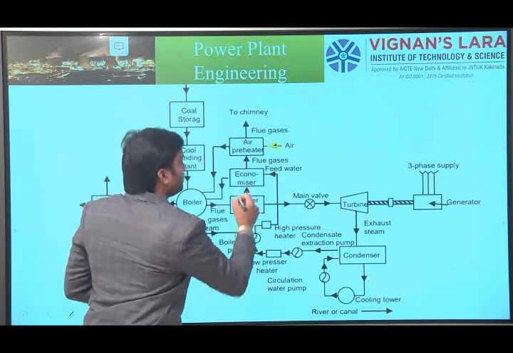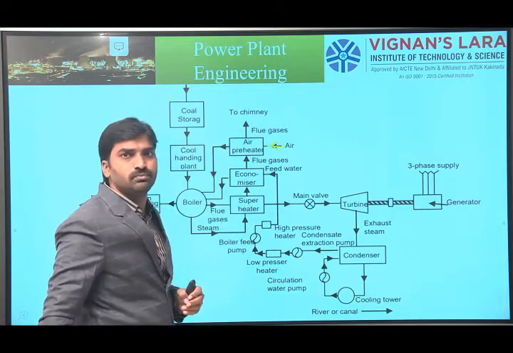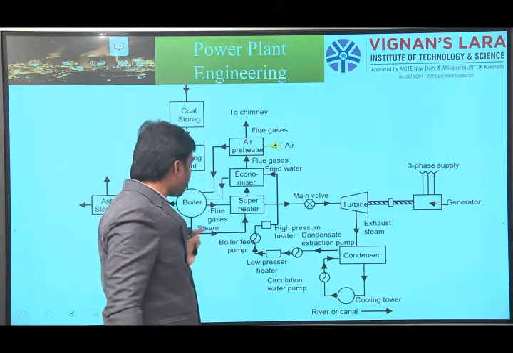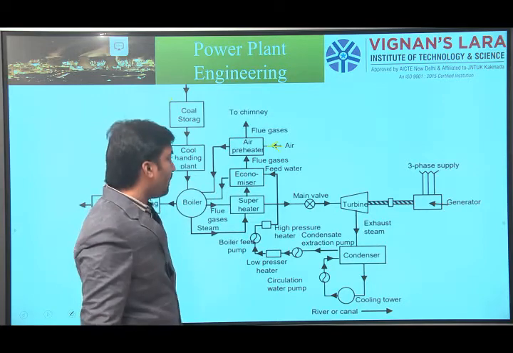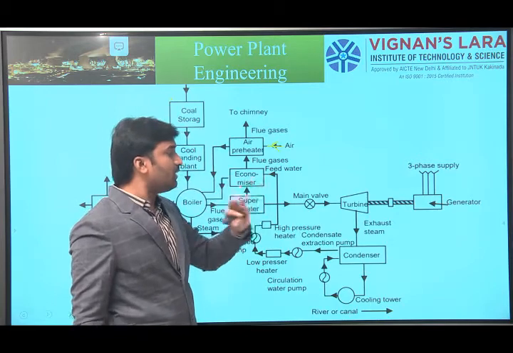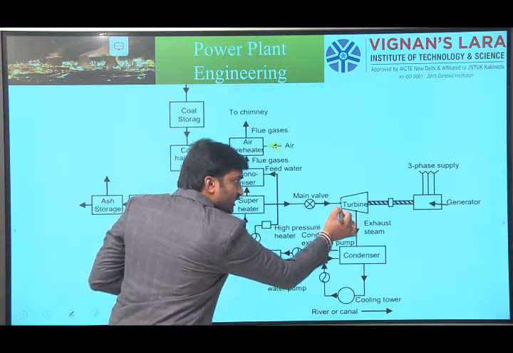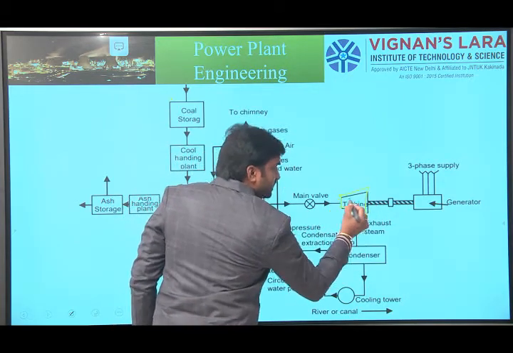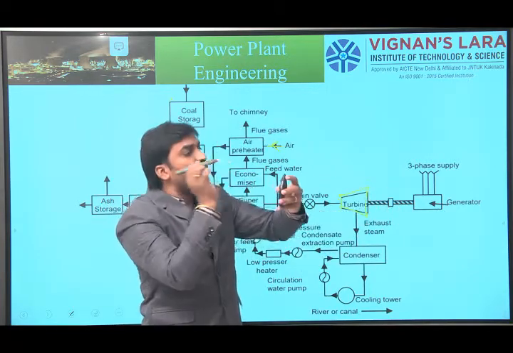So now we have completed three things: superheater, economizer, air preheater. Okay, all these three equipments utilize the flue gases only. And what about the remaining circuits? So simply come here once again. So this is the turbine. So in this turbine, what happens? The steam strikes the turbine blades.